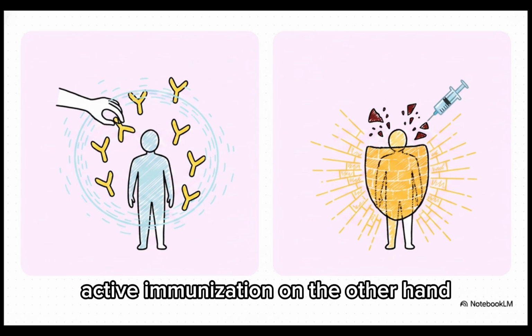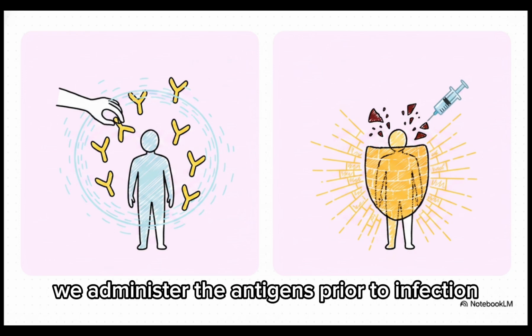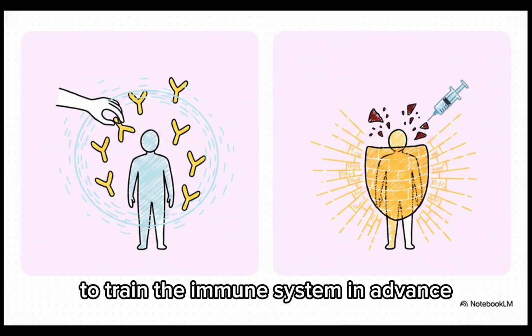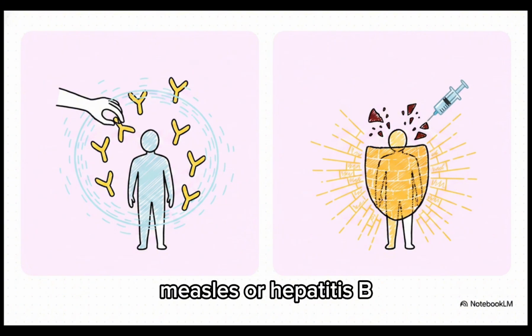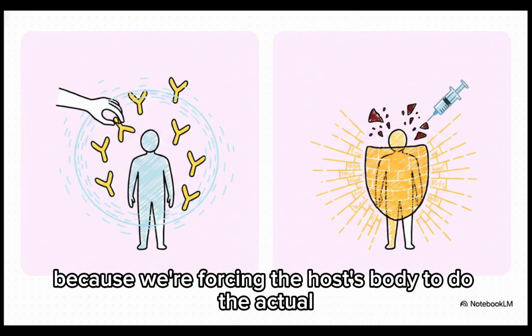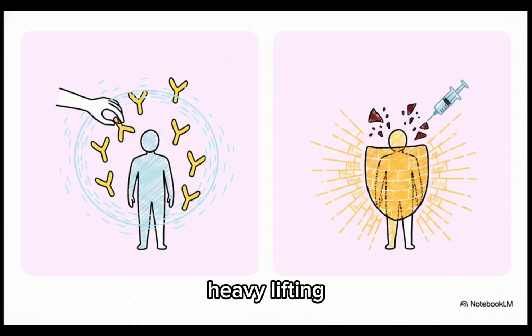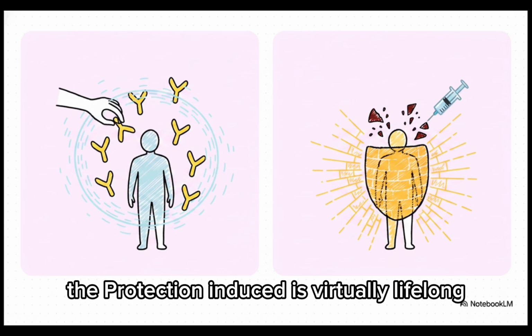Active immunization, on the other hand, is totally proactive. We administer the antigens prior to infection to train the immune system in advance. Think childhood vaccines for polio, measles, or hepatitis B. Because we're forcing the host's body to do the actual heavy lifting, the protection induced is virtually lifelong.